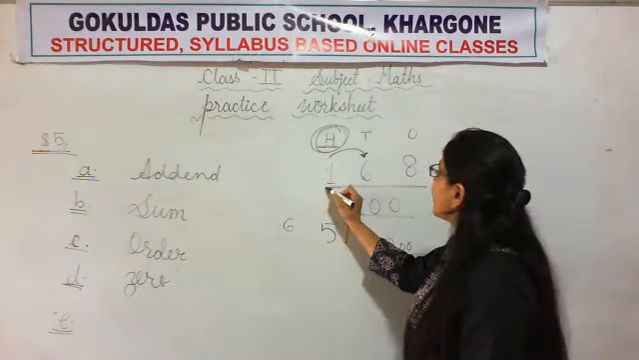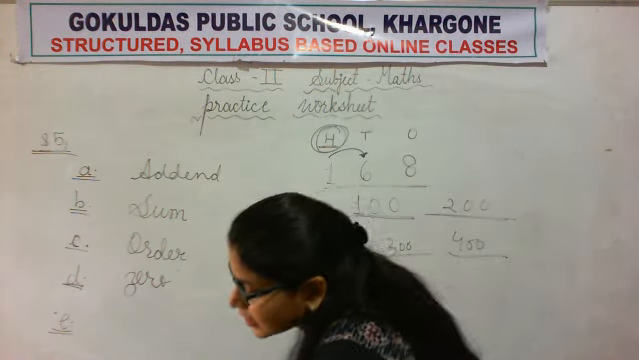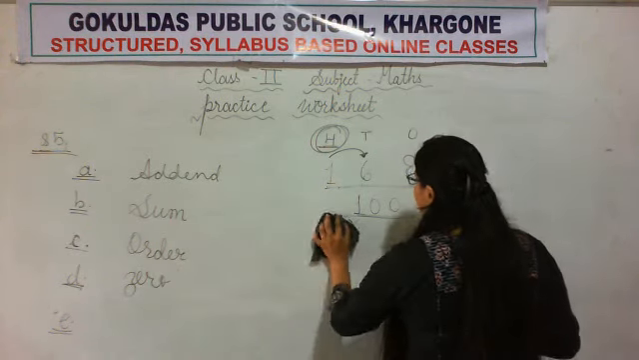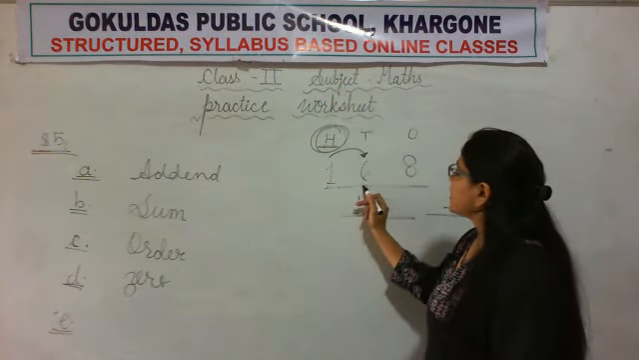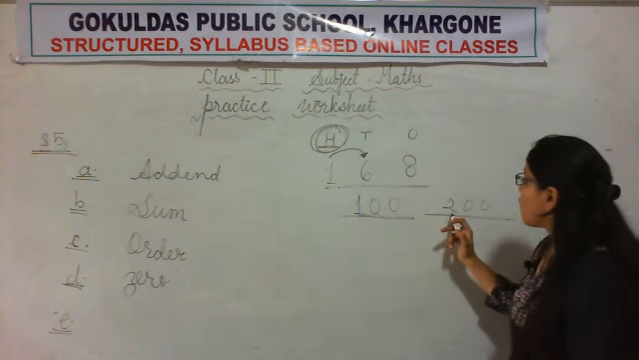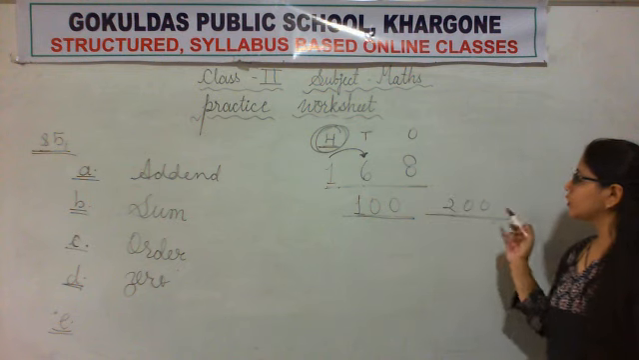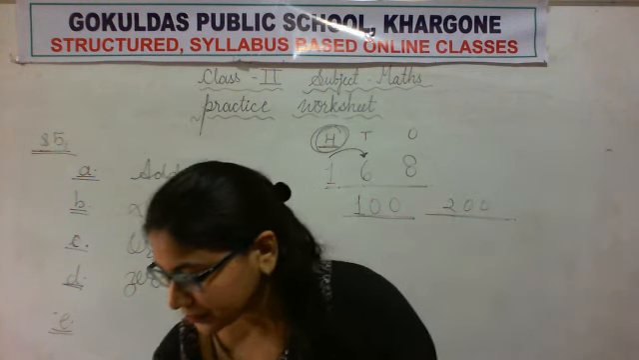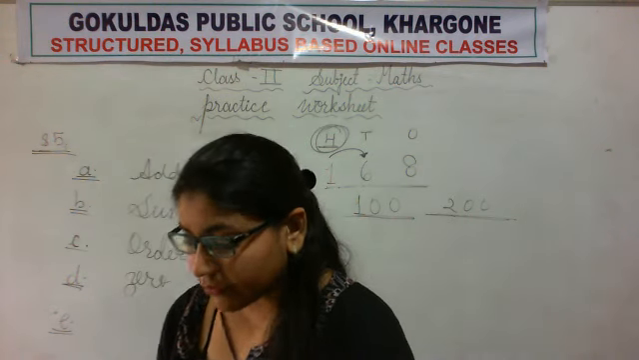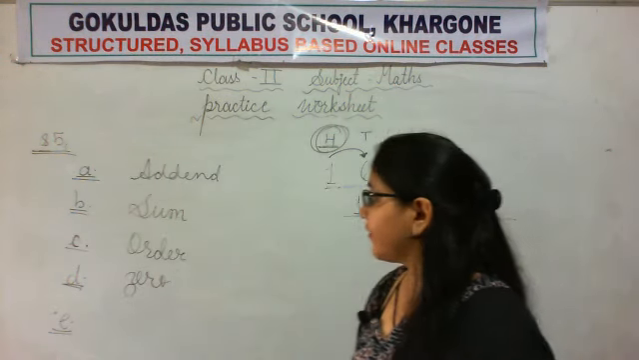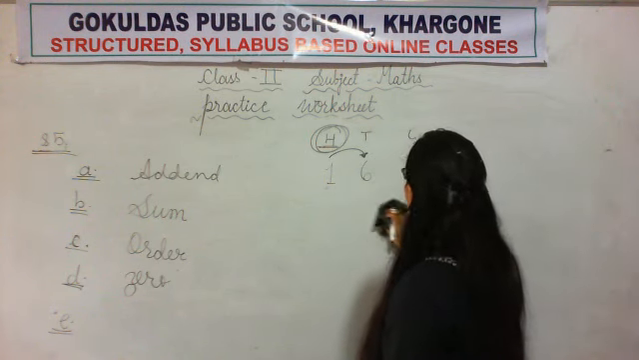So 168 lies between 100 and 200. 6 is greater than 5, so we will round it up to 200. So the answer will be 200, not 170. This was the one method.